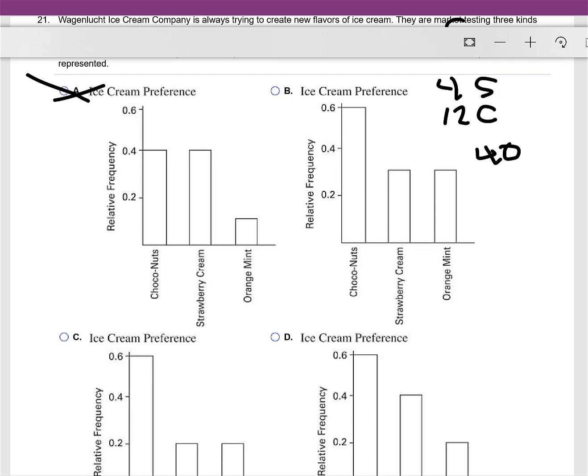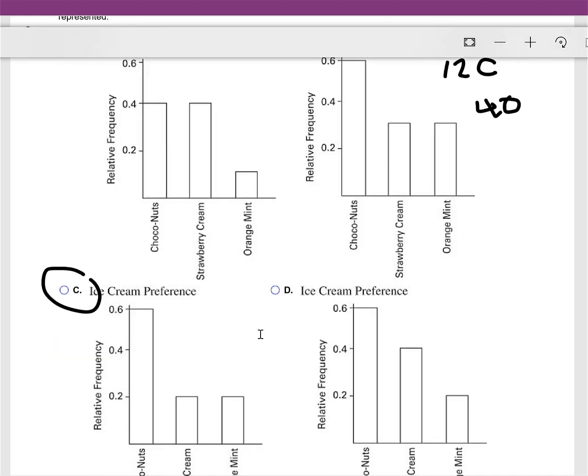If I can just find my calculator, which I can't seem to do. Let me just do it off to the side. So if I take 4 and divide by 20, I think I get 0.2. So 0.2 and 0.2 is going to be showing up here. So the correct answer here is going to be C.